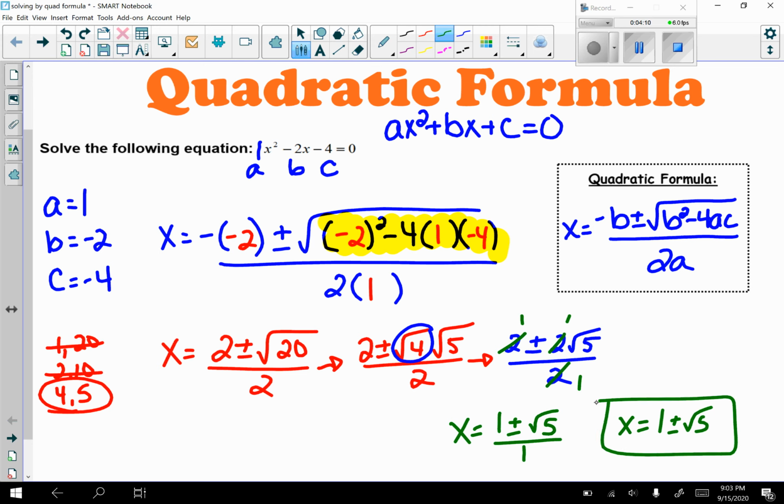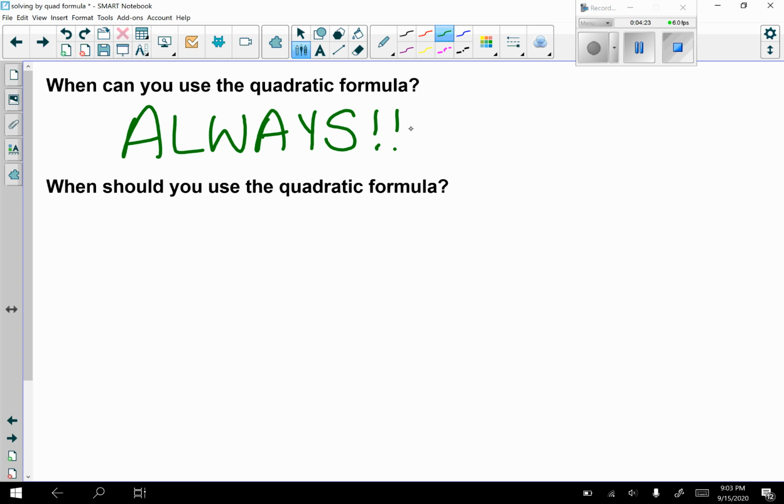When can you use the quadratic formula? Always. The quadratic formula will always, always, always, always work. It doesn't matter what type of quadratic equation it has. It has to be an x squared though. Okay? As long as there's an x squared, you can use the quadratic formula.